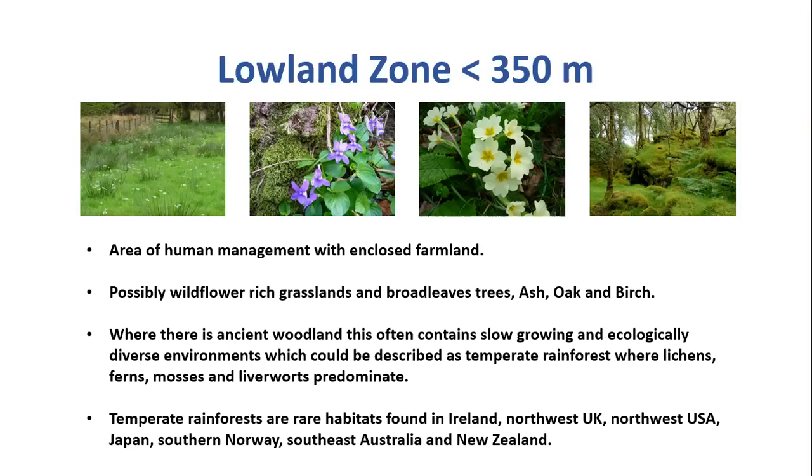One particularly important environment within the lowland zone is ancient woodland. And where there is ancient woodland, and by ancient woodland generally defined as woodland that's existed since the year 1600, so at least for 400 years. So that isn't much of that left, as you can imagine, okay? But where you do get it, you get very diverse ecological environments. And in Ireland, they can be described as temperate rainforests. And here you've got lots of lichens, ferns, mosses and liverworts. You find those predominating in these temperate rainforests.